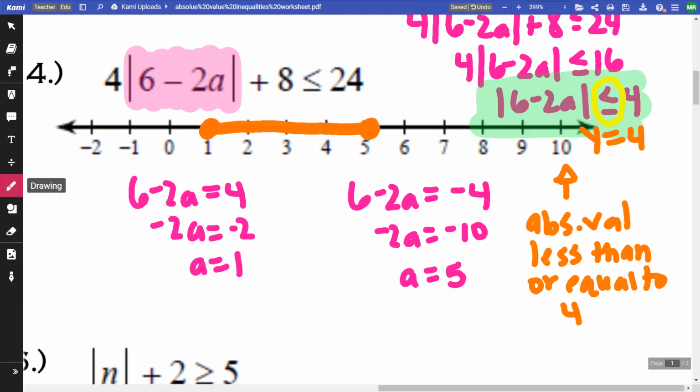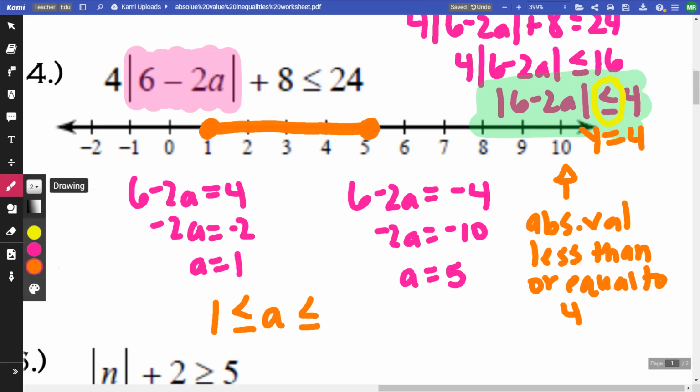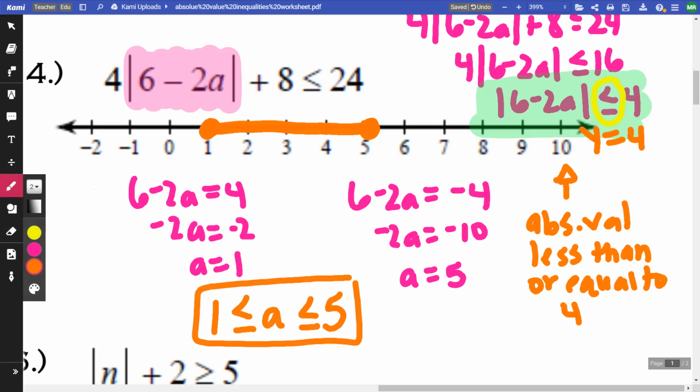And so my final answer, this is the in-between one. Start with the smaller of the two numbers, 1 less than or equal to, because of the solid dot, a less than or equal to, and actually this is an a, whatever letter it is, less than or equal to, again because it's a solid dot, 5. That is your answer. So hopefully this helps you study or review for our quiz on Monday.